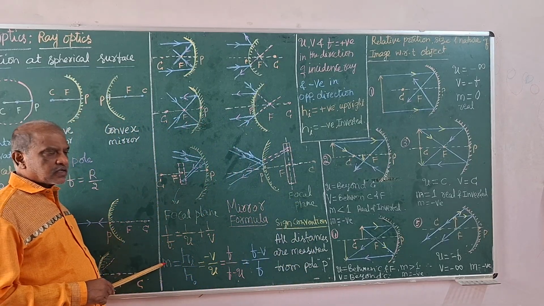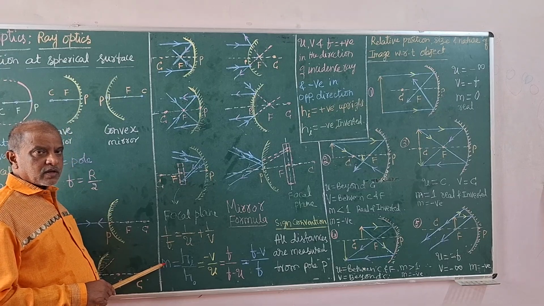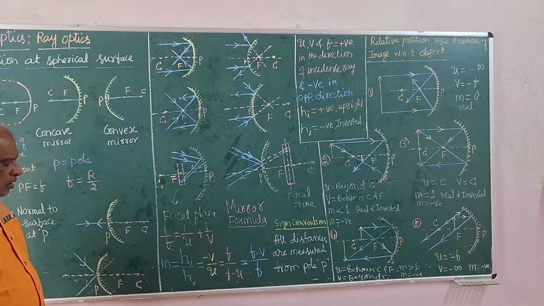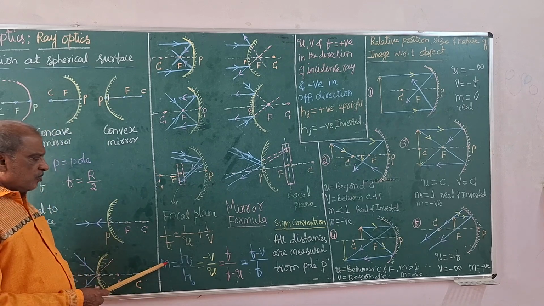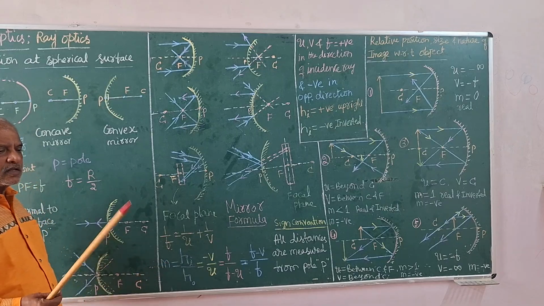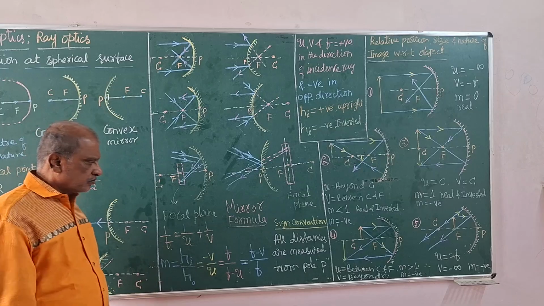The value indicates whether it is enlargement or reduction. If it is more than 1, the image is enlarged. If the magnification is less than 1, the image is either reduced or diminished.